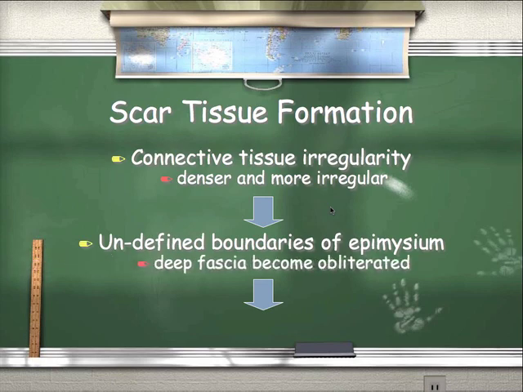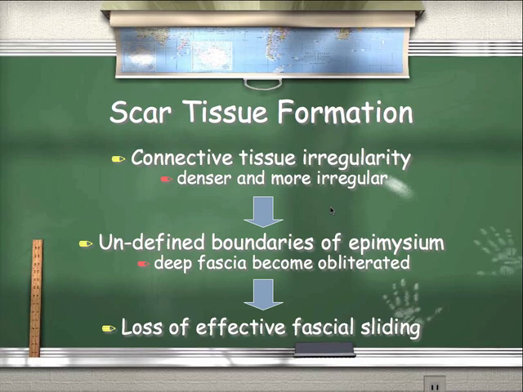The borders of the epimysium, the outer lining of the fascia, and the inner lining of the fascia become obliterated. So then the fascial lines aren't so well defined anymore. So what does this do to our fascial function? Well, we get a decrease in fascial sliding, meaning the different layers of fascia that are surrounding our tissues don't slide as effectively, and we start to get a pull towards the scar tissue.